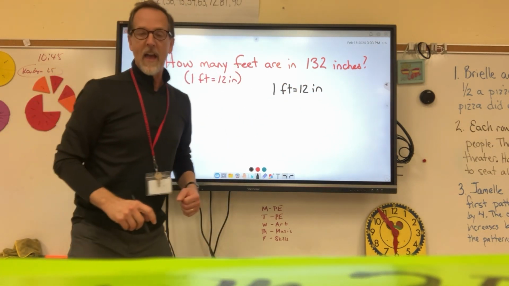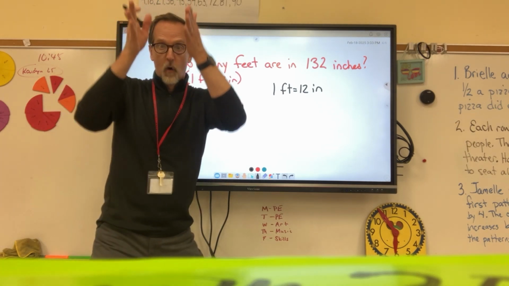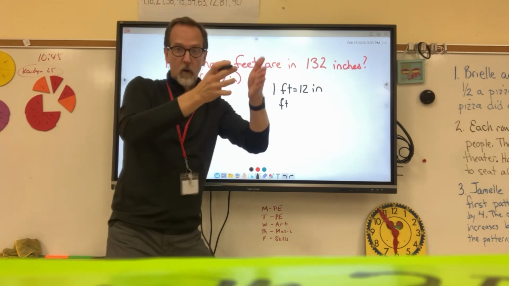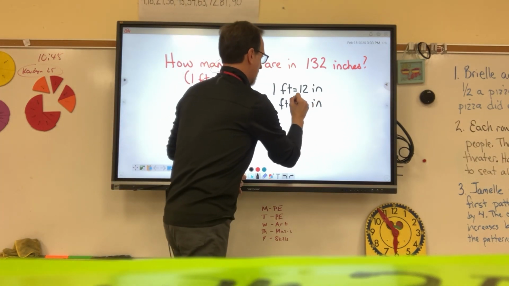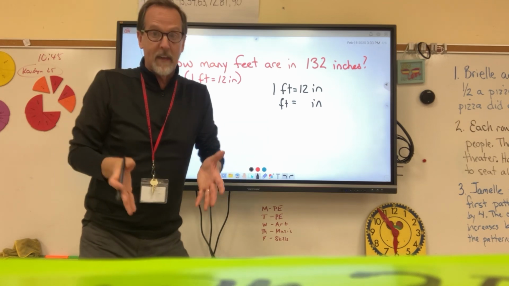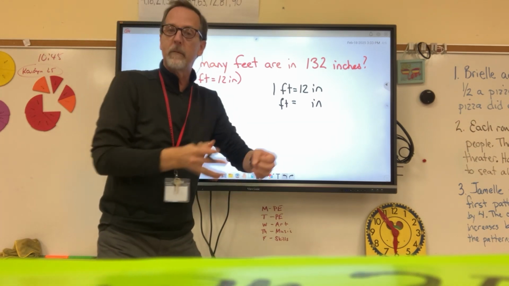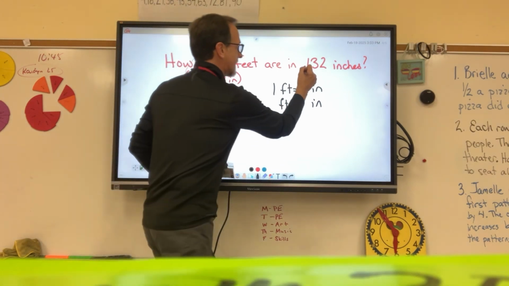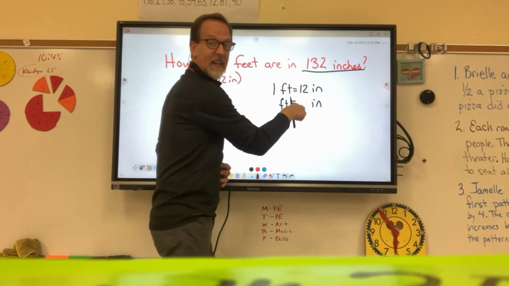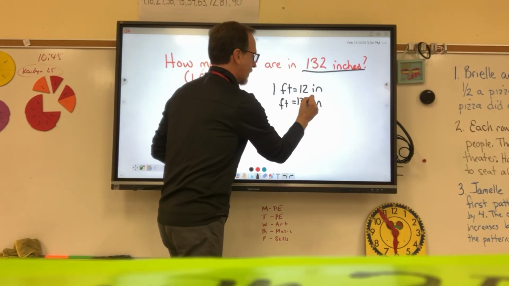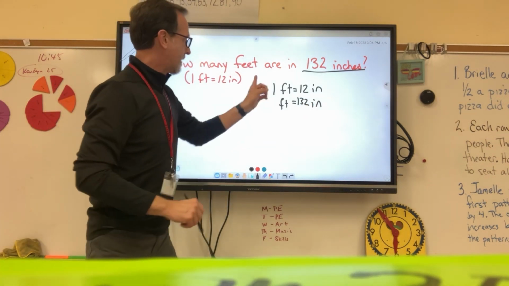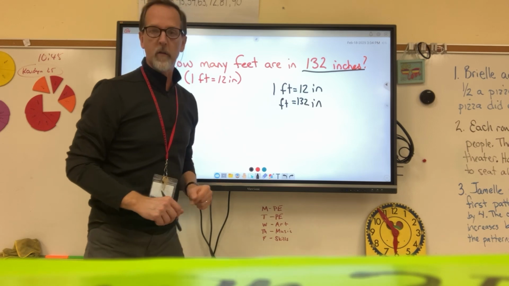Okay? And now I'm going to put feet over feet. I'm going to put inches over inches. And now I got to look up in my problem and see, what did the problem tell me? Did it give me another feet number, or did it give me an inches number? It says 132 inches. So I need to go over to my inch side and put 132. Okay? Now I have three numbers. I have the 1 and 12, and I have the 132.